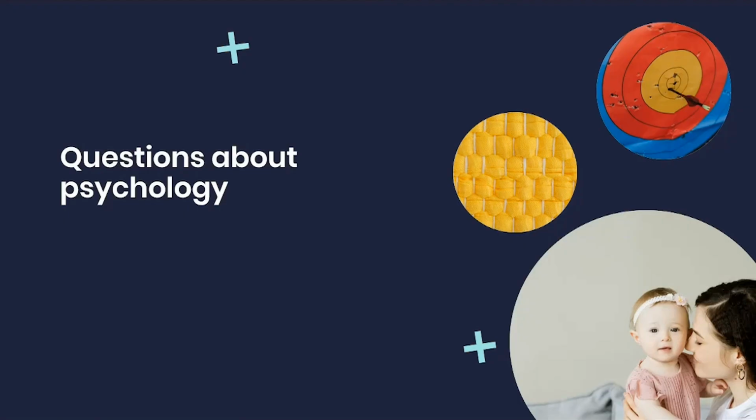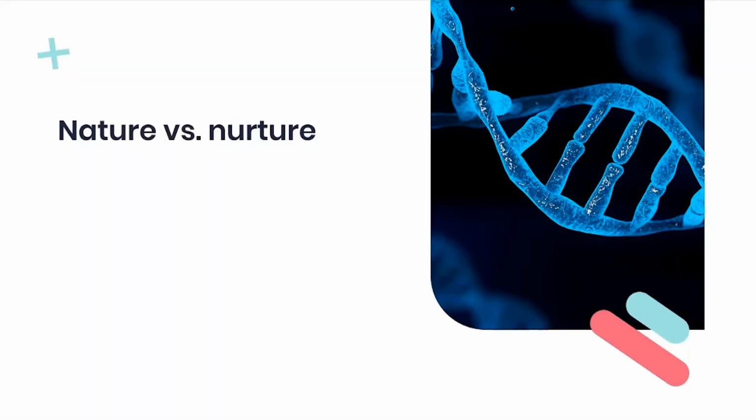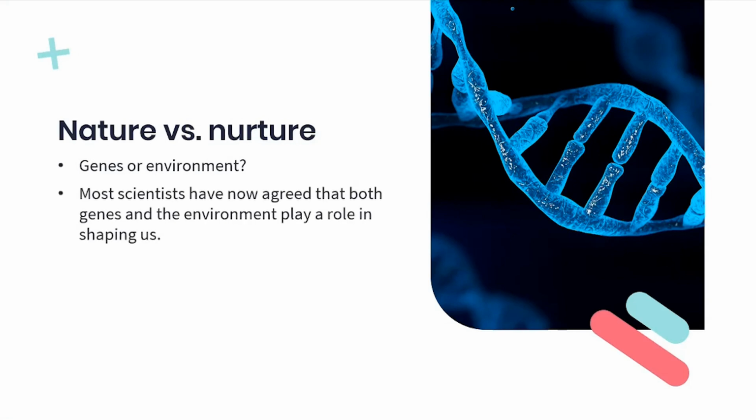The 5 key questions that I mentioned earlier and that are still under debate today include nature versus nurture, free will versus determinism, accuracy versus inaccuracy, conscious versus unconscious processing, and differences versus similarities. Let's consider each. Our first question is about nature versus nurture. What are the most influential factors in terms of who we ultimately become and the differences among individuals? Is it our genes or our environment? Most scientists have now agreed that both play a role. Interesting factors include that intelligence is highly heritable, with intelligence being 85% to 100% heritable, and extraversion is approximately 50% heritable.